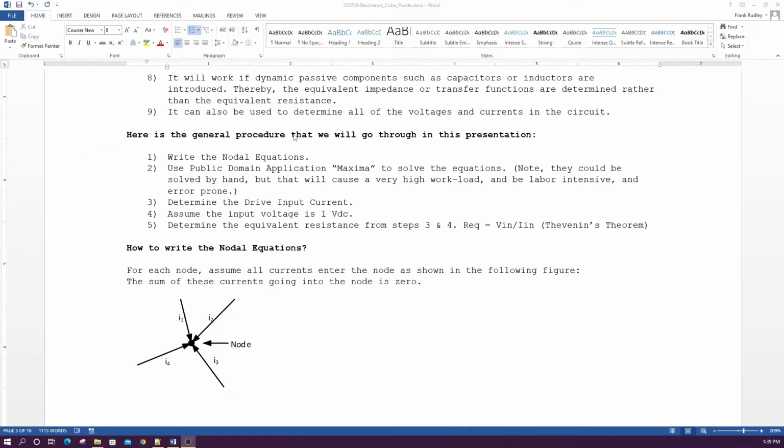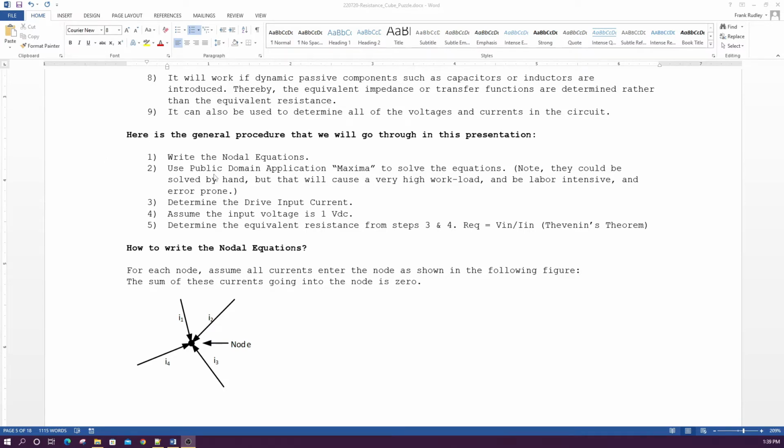So here's the general procedure that we'll go through in this presentation. The first step is to write the nodal equations. In our cube, there are 8 nodes and 8 nodal equations. So there are 8 equations and 8 unknowns, which is something that is possible to solve.